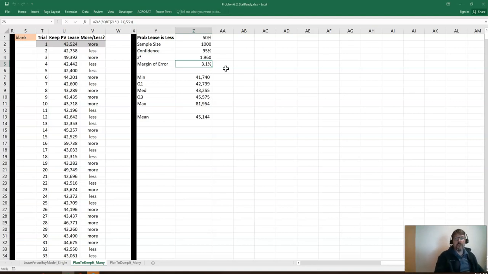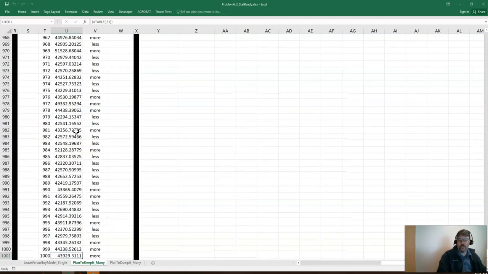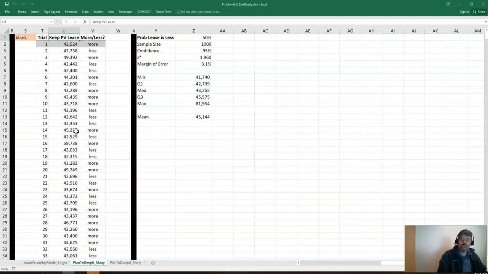3% margin of error one way or the other, which is pretty typical with a sample size of 1,000. And it's about a 50-50 proposition. The one that you will download off of Schoology actually already is 1,000, but I wanted you to see me go from 500 to 1,000 on this. I'm going to probably leave it 500 on the next one.